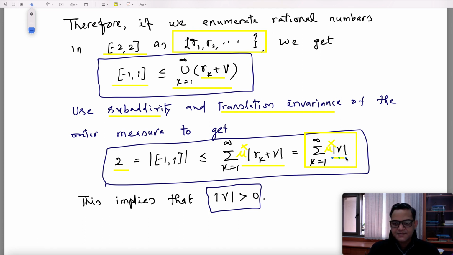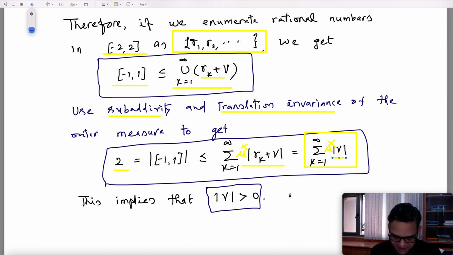Okay, but we have got a relation which says that 2 is less than or equal to the sum of the outer measure of B, this infinite sum. So that means the outer measure of B has to be positive, because if it is 0, then we get 2 less than or equal to 0, correct? And that would have been a contradiction.